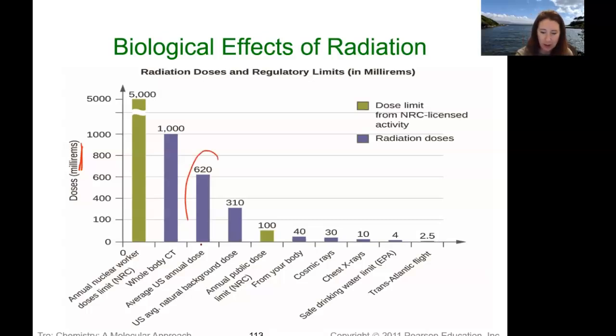So here's our annual background dose, about 620, just by hanging out, living, not doing anything particularly dangerous, eating bananas, walking around. That's our typical dose. If you got a whole body CT scan, you can see double your dose for the year.